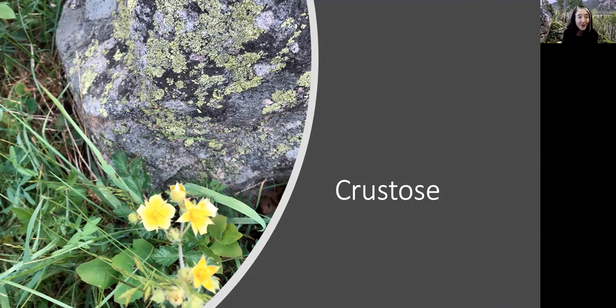But what's really cool is if you're going to study a crustose lichen, you have to take a bit of the underlying substrate, that is the rock in this case, in order to get it into a form that you can study. It's inextricably linked with its substrate, the rock there.